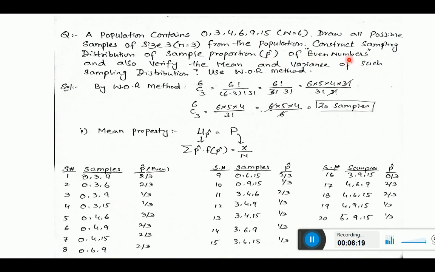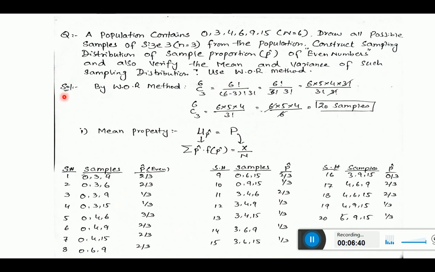Then also verify the mean and variance of such a sampling distribution. Check all the samples, calculate the average, that is the mean of p cap, which should be equal to p, and calculate the variance using the without replacement method.